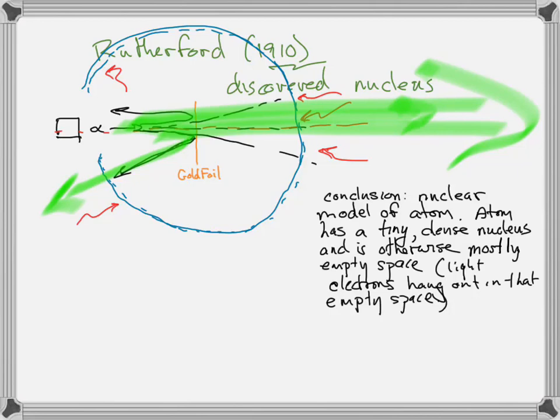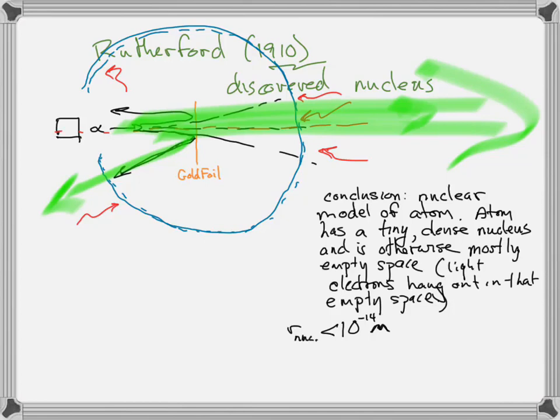And the rate at which the alpha particles bounced back allowed Rutherford to figure out that the radius of the nucleus was smaller than 10 to the minus 14th meters. He was actually able to be that specific, and he's right. The nuclei tend to be around 10 to the minus 15, 10 to the minus 14 meters. And that's what he was able to measure from this experiment.